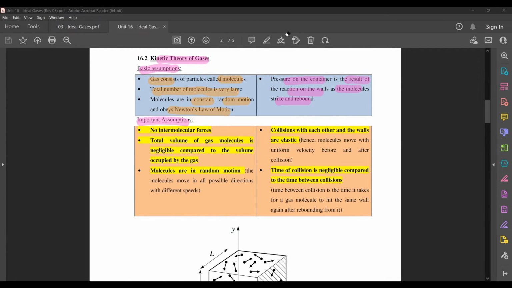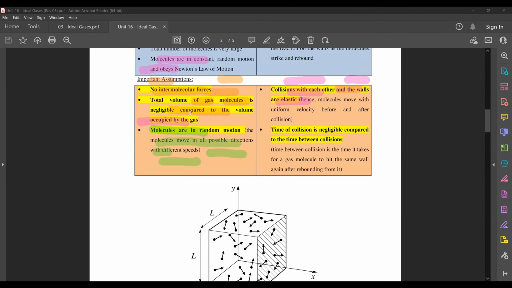So for kinetic theory of gases, they always assume that there are no intermolecular forces between the gases. And then the next thing they assume is that the total volume of your gas molecules is actually negligible compared to the volume occupied by the gas.